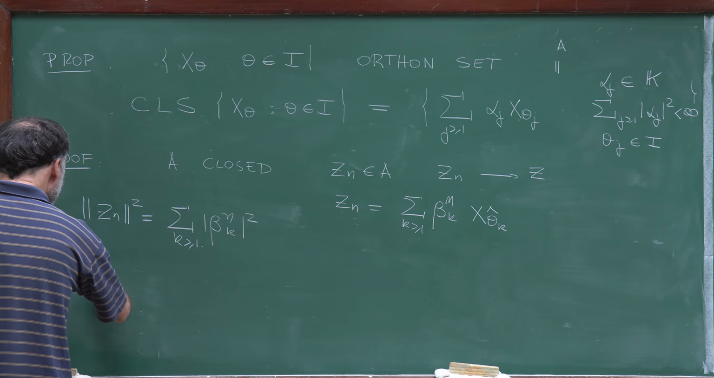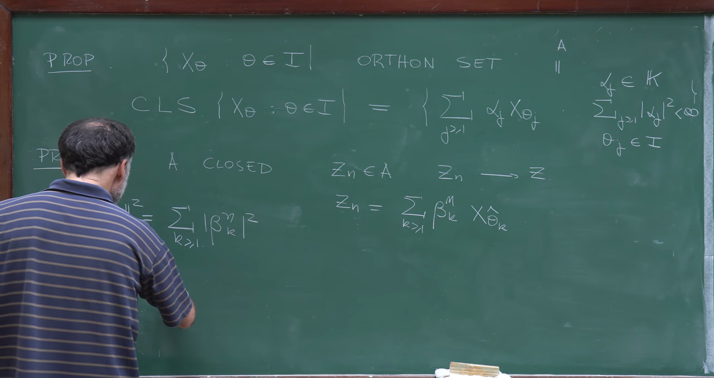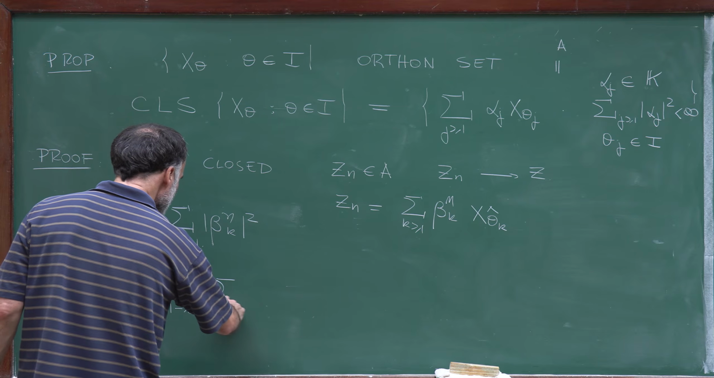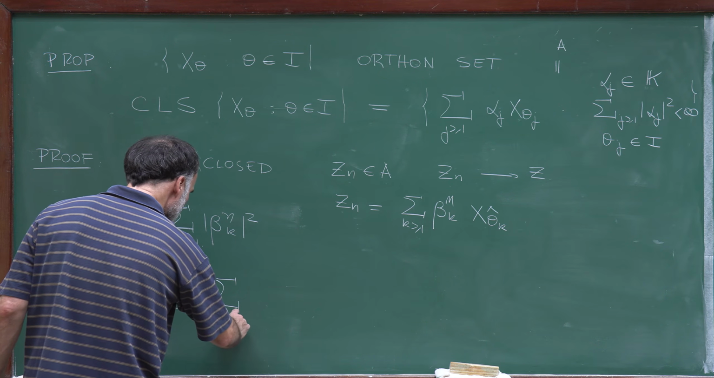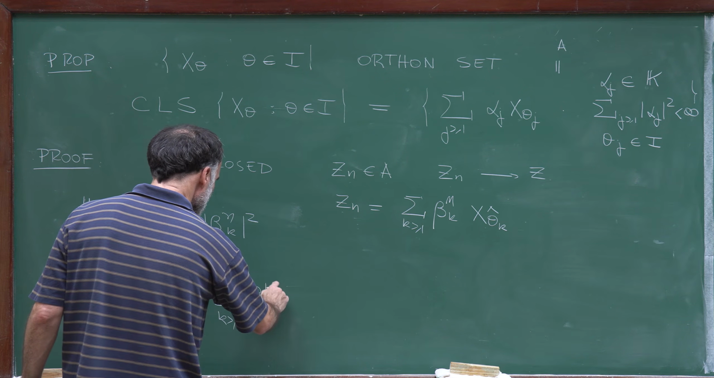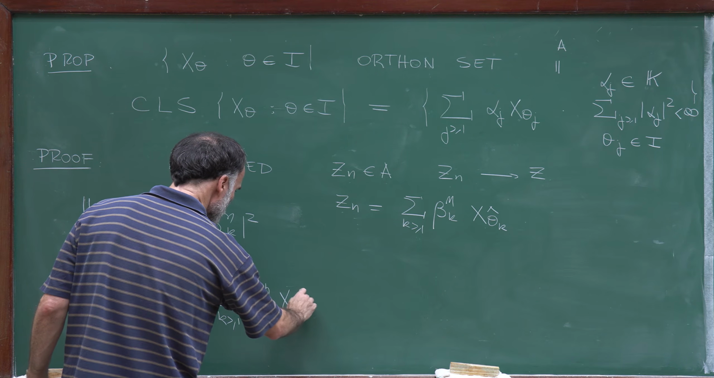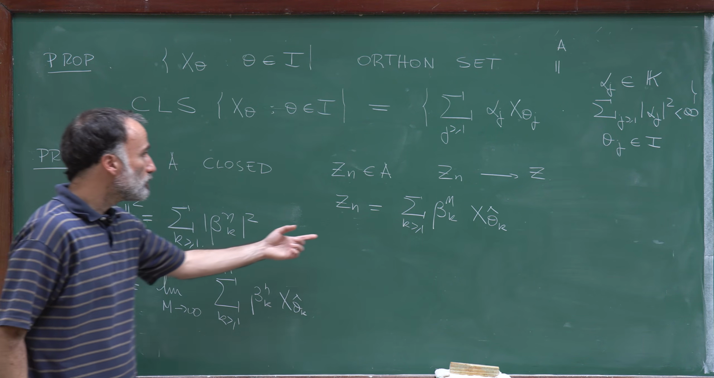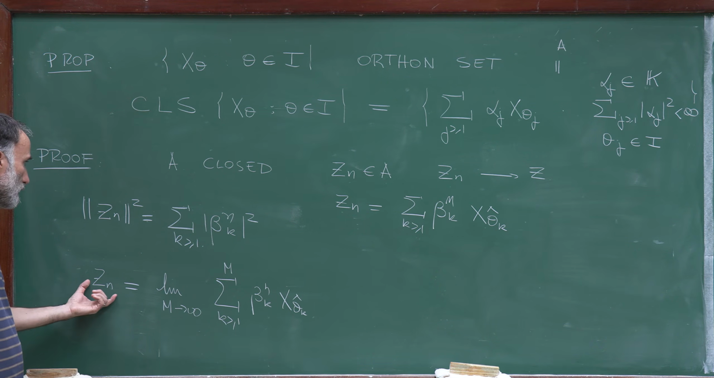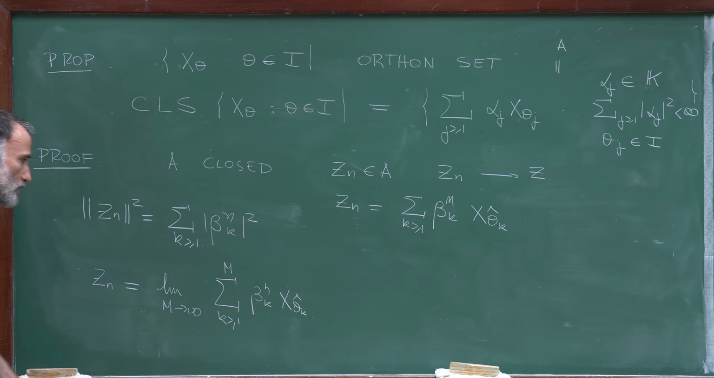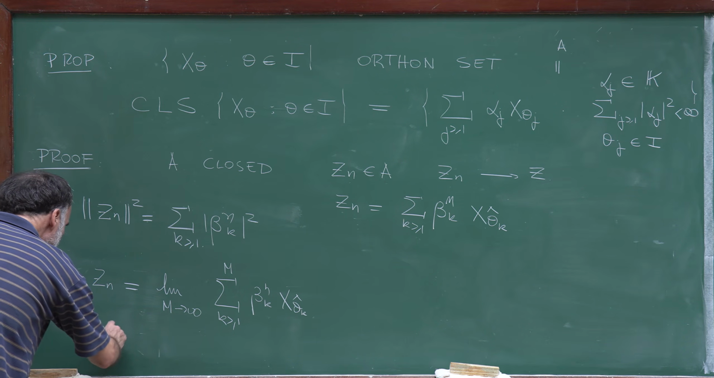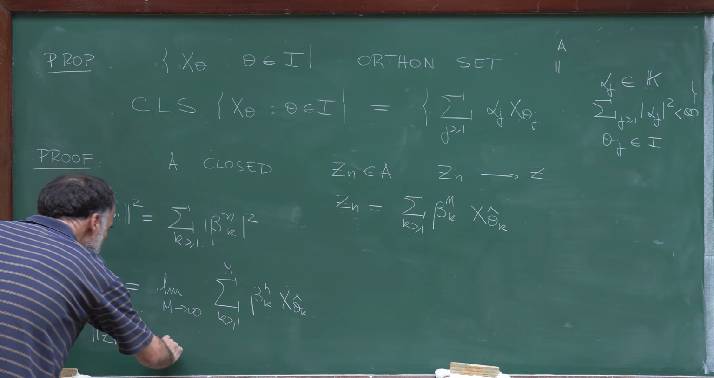So Zn is actually the limit as m goes to infinity of the Cauchy sequence of the partial sums. When we define this infinite sum, we proved that these partial sums form a Cauchy sequence, and we defined this infinite sum as the limit of this Cauchy sequence. Now, since Zn is equal to this limit, we get also that the norm of Zn is the limit of these norms.